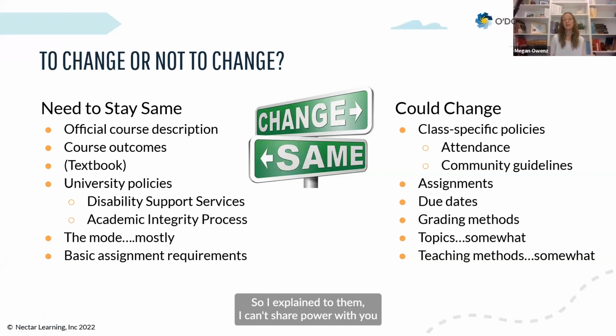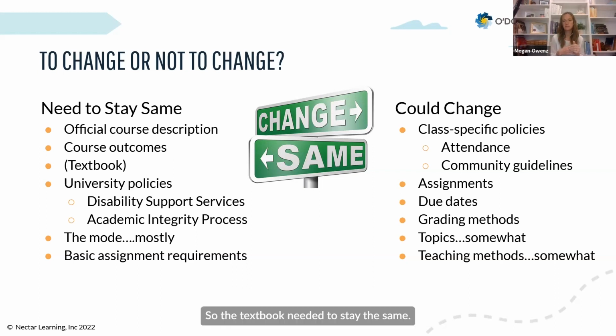So I explained to them, I can't share power with you about things that I don't have power over, right? So those things that needed to stay the same in the class, in other words, we couldn't collaboratively design them, we couldn't change them, included things like the official course description, right? And the course outcomes. These were previously defined and they couldn't change when students were already enrolled in the class. I have textbook written on the slide in parentheses because the textbook also, we have guidelines around when those have to be submitted in terms of accessibility for students.